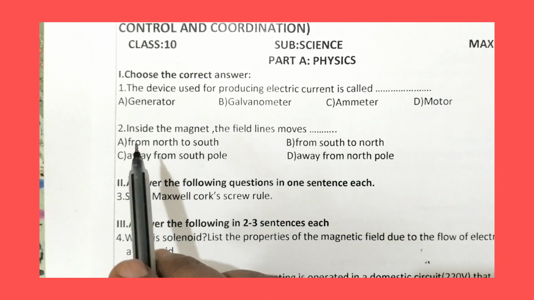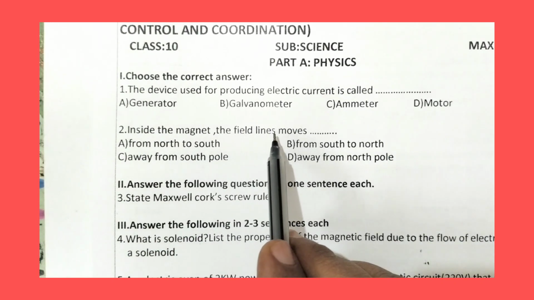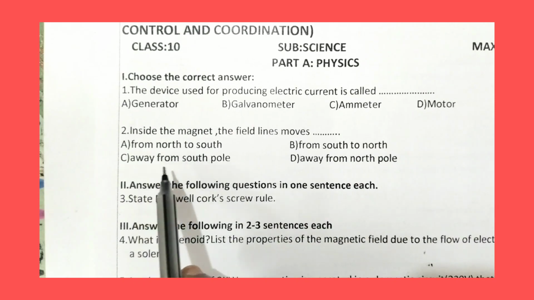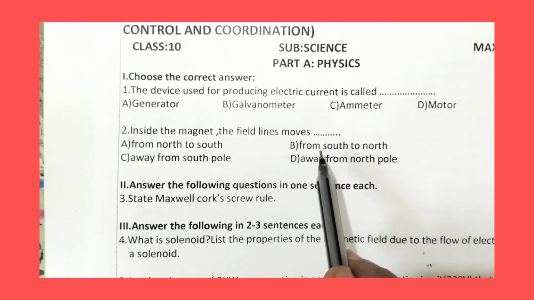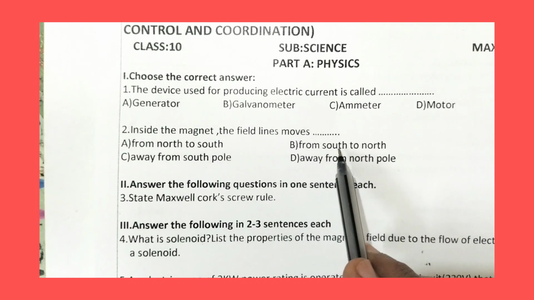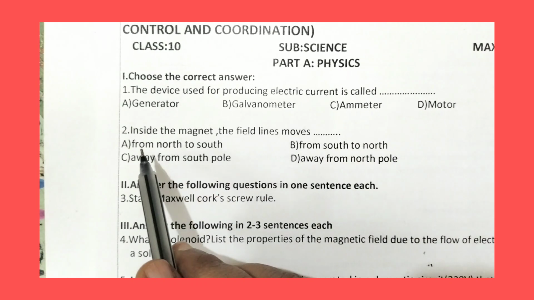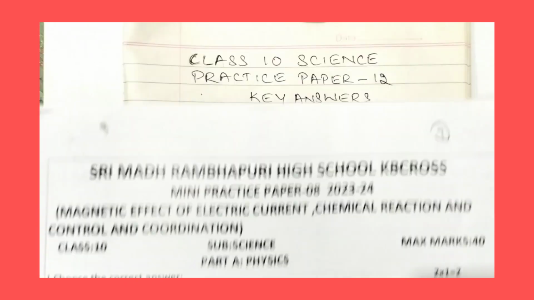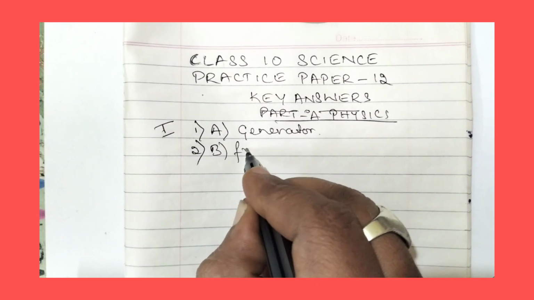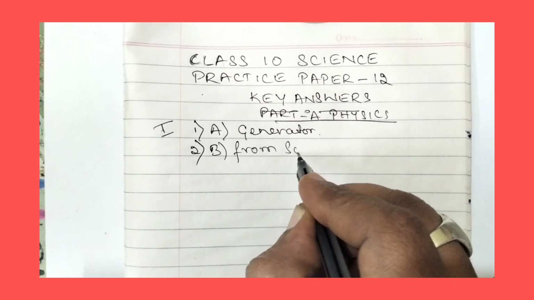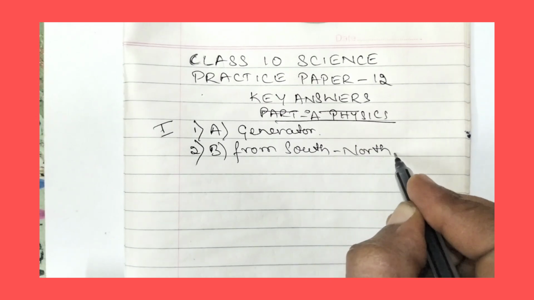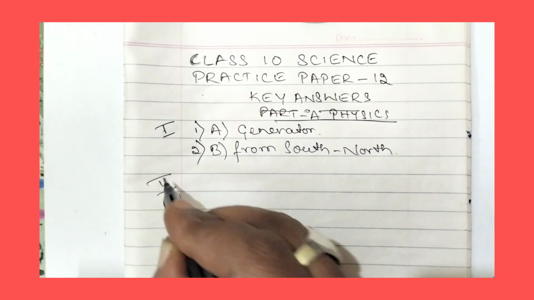The second question is, inside the magnet, the field lines move from north to south, from south to north, away from south pole, or away from north pole. Among these four options, the right answer is from south to north inside, but outside from north to south. So for the second question, the right option is option B, that is from south to north. Now let us move on to the second main.